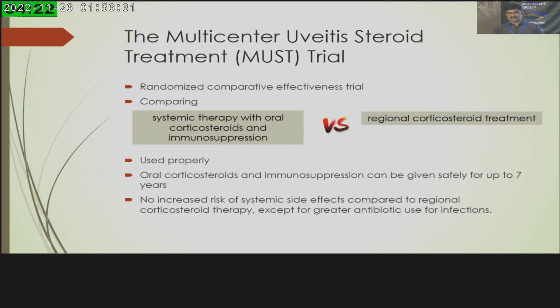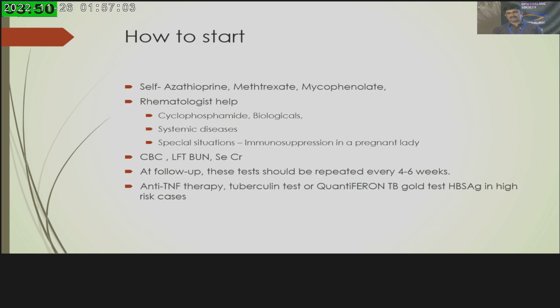And there was another trial, the Multicenter Uveitis Steroid Treatment trial or MUST trial, where they compared systemic treatment with immunosuppressives as well as corticosteroids with regional corticosteroid treatment, that was intravitreal fluocinolone injection. So they found that if used properly, the visual benefit is better in the systemic group compared to the local treatment group. And you can safely continue this treatment for up to 7 years. There is no increase of systemic side effects compared to regional treatment. So it's very safe to start this in patients, better than intravitreal fluocinolone.